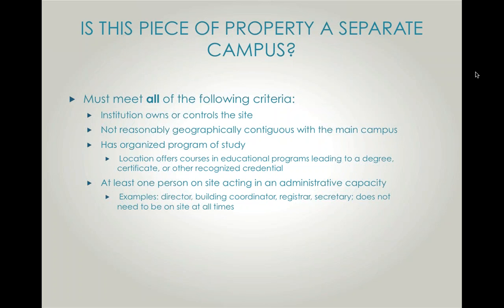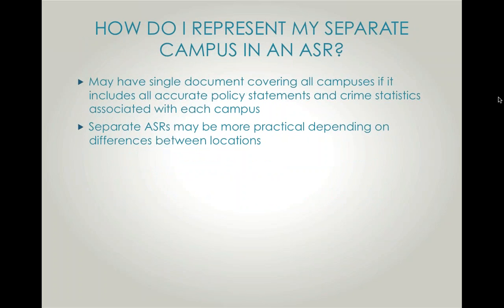Have they met this particular metric? And this section is on page 27 of the Handbook for Campus Safety and Security Reporting. So if you're one of those individuals who are trying to make that determination, that's a really good place to start. And then that leads to the next piece, which is, if I do have a separate campus, so now I've determined that our system might have more than one campus at our institutions, how do I represent that within my annual security report?